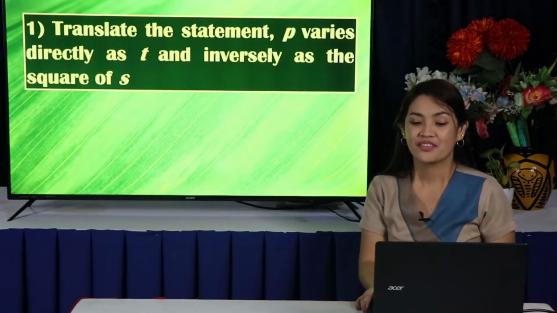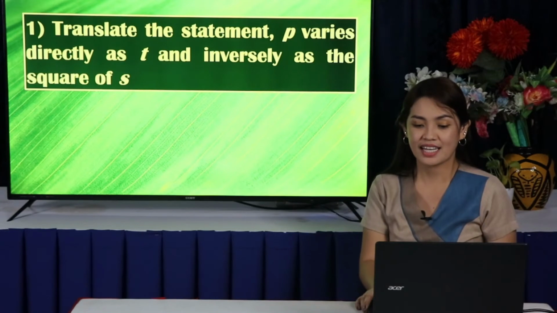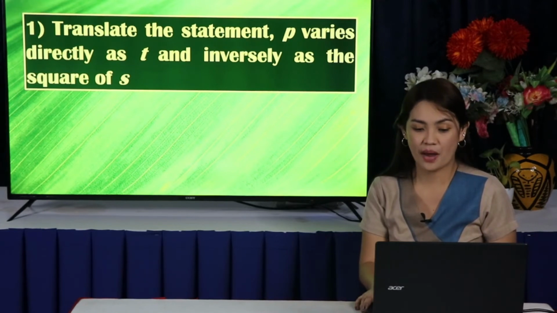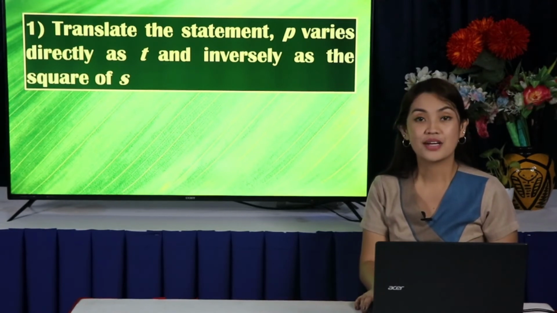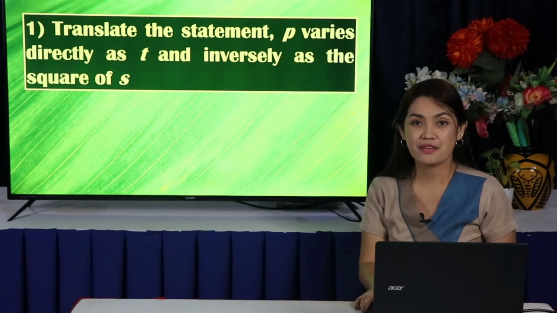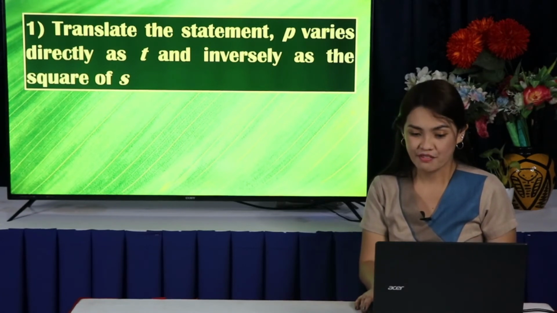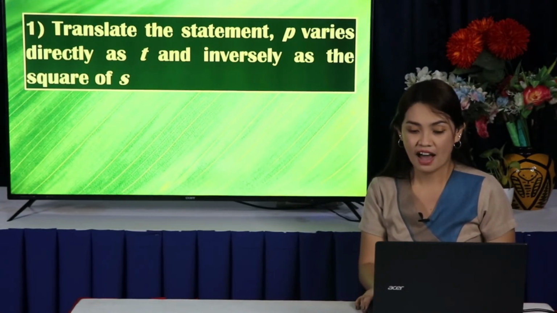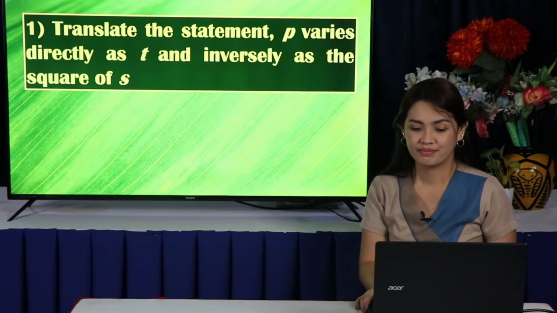Number 1. Translate the statement into mathematical equation. P varies directly as T and inversely as the square of S. You have 5 seconds to answer.